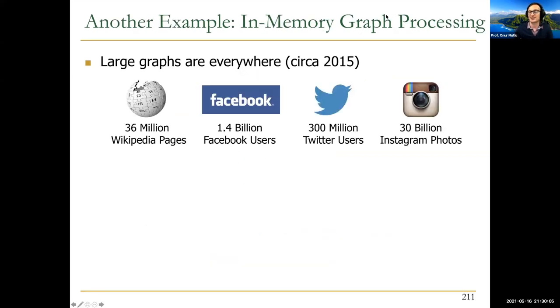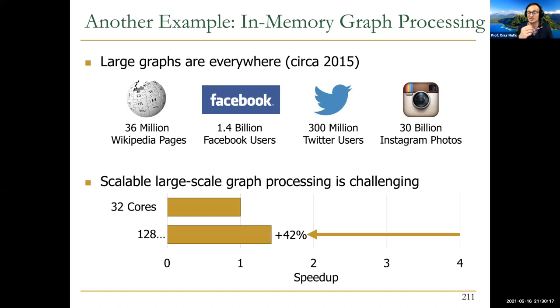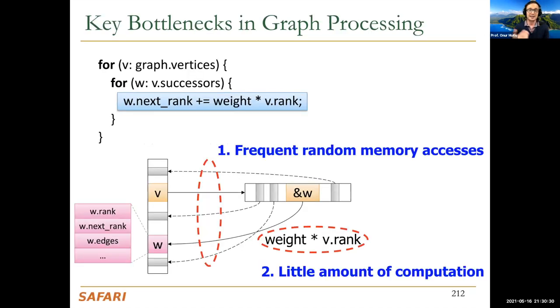In-memory graph processing: clearly graph analytics is important and large graphs are everywhere. This is something we worked on for a while, especially when we first started looking at 3D stacked memories. And scalable large-scale graph processing is challenging. Graph processing is actually very important for bioinformatics today because genomes are represented as graphs. And also machine learning, many machine learning frameworks actually take advantage of baseline graph processing frameworks. And graph processing is challenging because you have frequent random memory accesses and you do little amount of computation. So you basically really exercise this memory bottleneck.